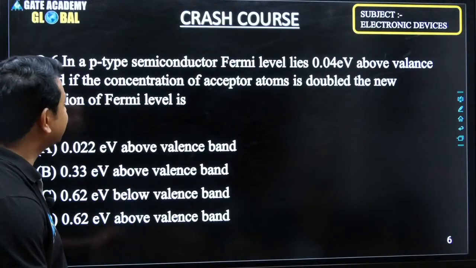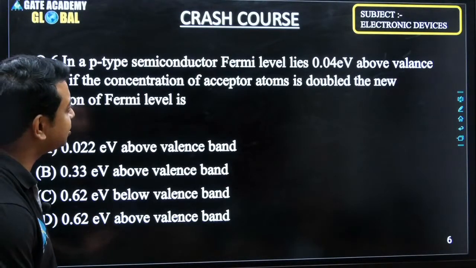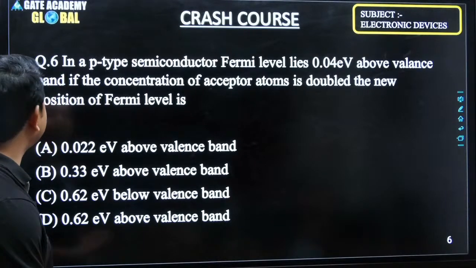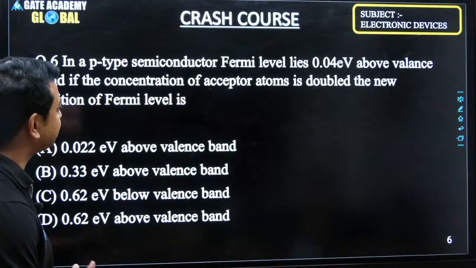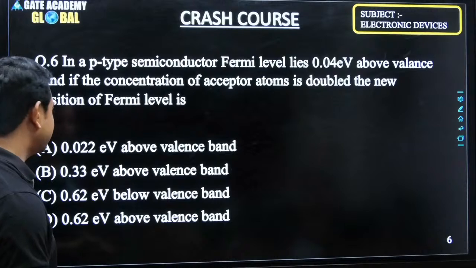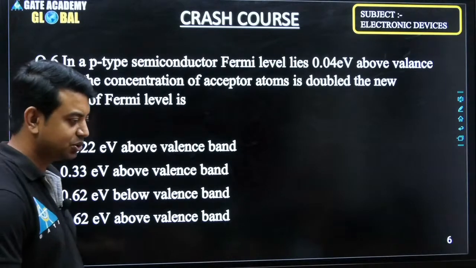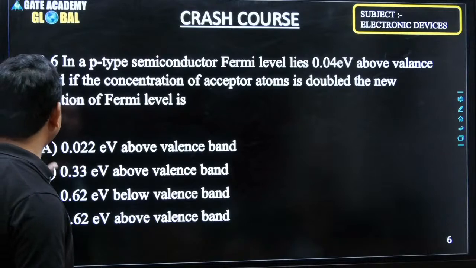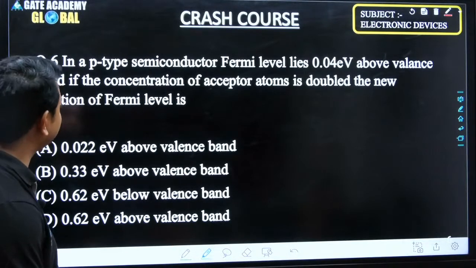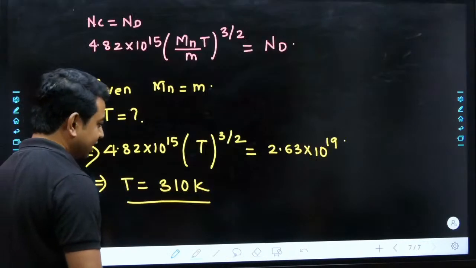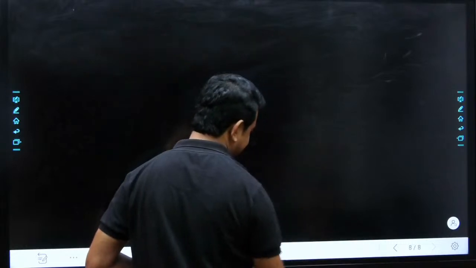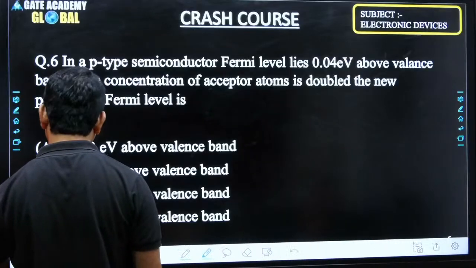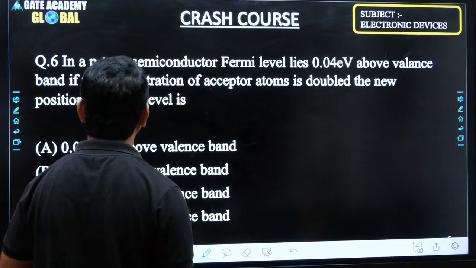In a p-type semiconductor, Fermi level lies 0.04 electron volt above the valence band. If the concentration of acceptor atoms is doubled, the new position of the Fermi level is. So, we have to increase the concentration of acceptor atoms and find out the new position of the Fermi level. I am taking this question in another slide. This is the next slide and I am taking the given data first of all.